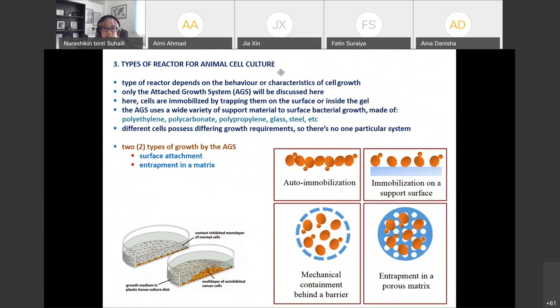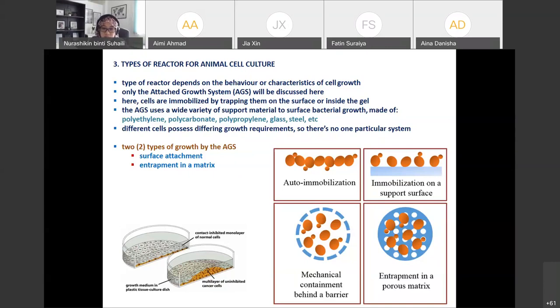Okay, so the type of reactor for animal cell cultures, this is more about the technique of growing the cell cultures, not really the bioreactor system. It is a technique for cultivating animal cell cultures. So there is what we call the attached growth system. As the name implies, the cells are actually attached.